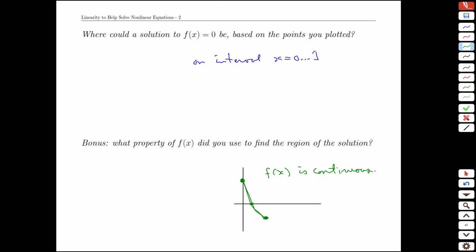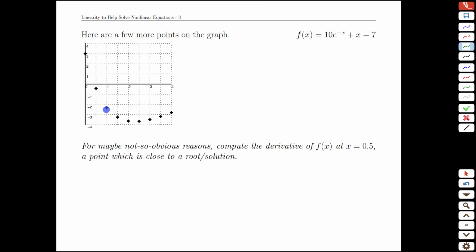Here's a more detailed sketch of the graph, and we can see the 2 points we calculated as well as one in the middle at x equals 0.5. What we're going to do is say, well, it looks like this is really close to the point we want. In fact, we're probably looking for somewhere here, but 0.5 is our good guess as to the solution. If we plug in 0.5 here, we're almost going to get a 0. For maybe not obvious reasons, what we're going to do is compute the derivative of the function at x equals 0.5. And here's how that's going to work.